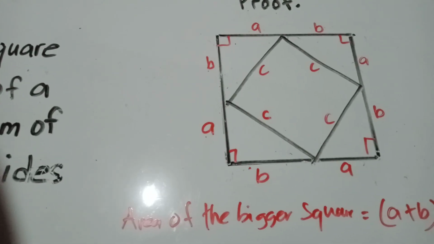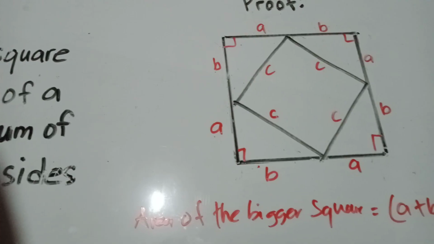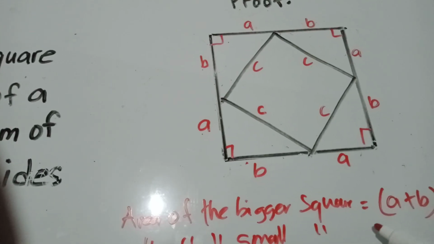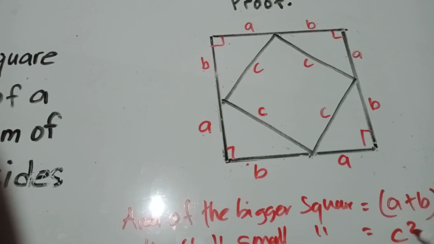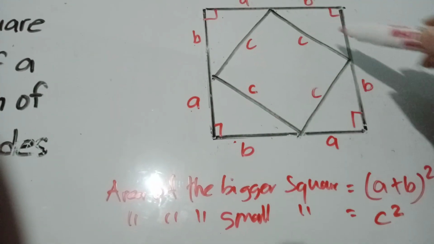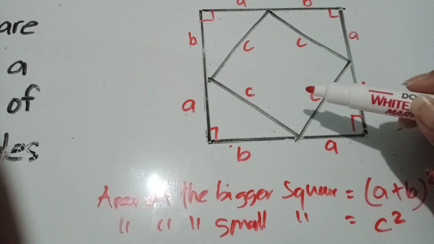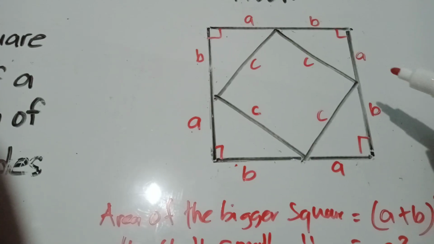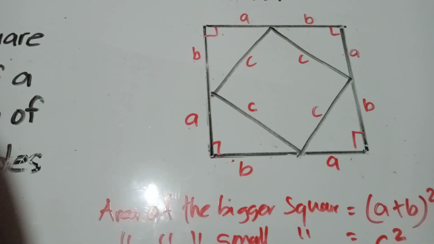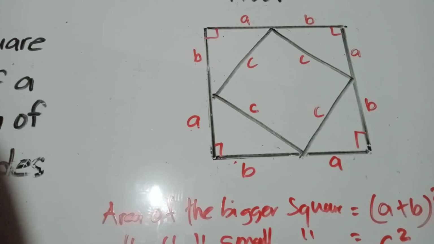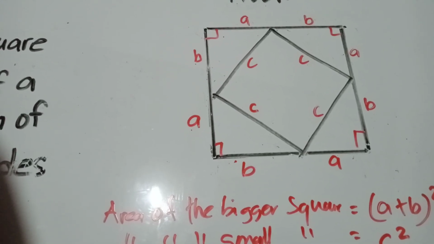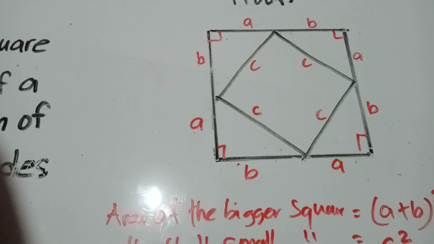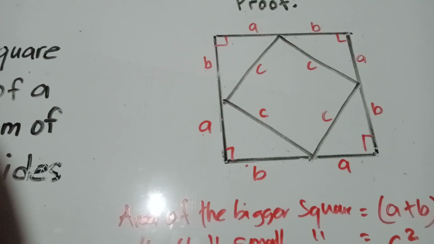Then the area of the small square inside, so it is C squared, because C is the side of the small square inside. Then we have four right triangles. So the area of a right triangle is 1/2 times base times height. Since we can conclude that our height is B or A, we can simply write it as 1/2 times A times B.